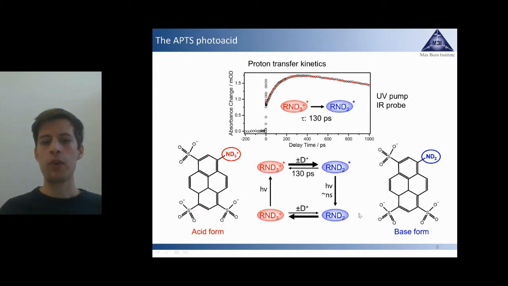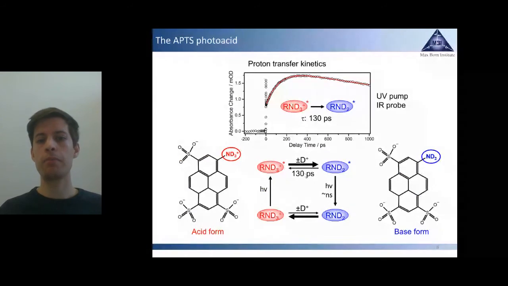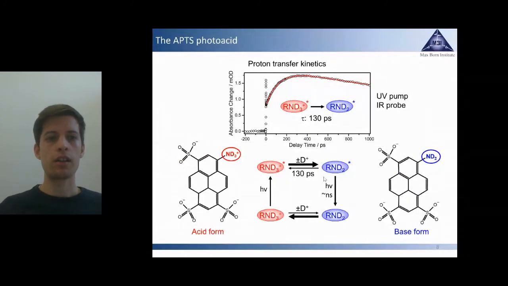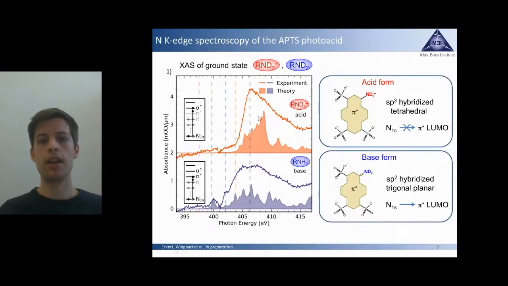Now, what I want to show you on the following slide is that we have attempted to measure the electronic structure in both the ground state acid and base form, which you can independently generate by adjusting the pH value of your solution in the liquid jet, and also of the excited acid and base form. Starting with the ground state spectra, on top is the acid form soft X-ray nitrogen K-edge absorption spectrum, bottom is the base form of the molecule. You can see two main differences. There is a shift of the main edge for the base form, and also there is a pre-edge resonance here.